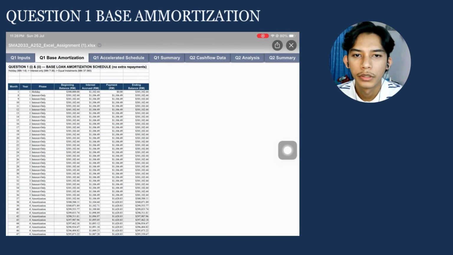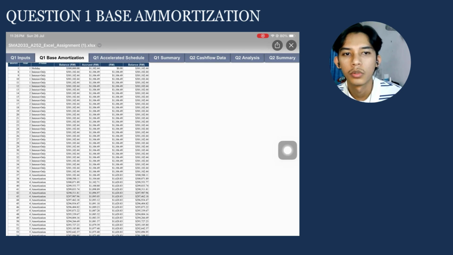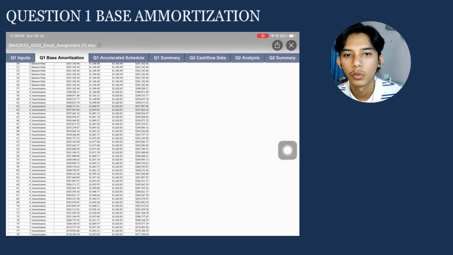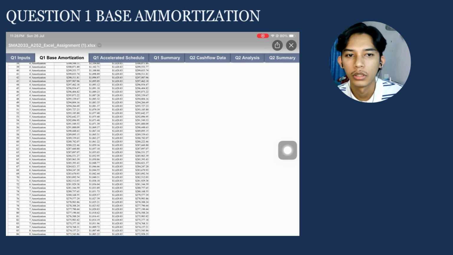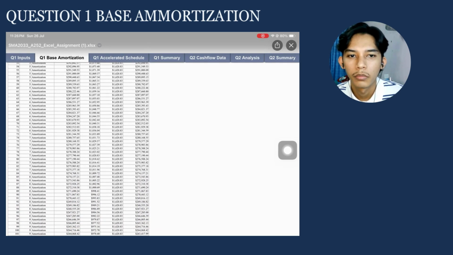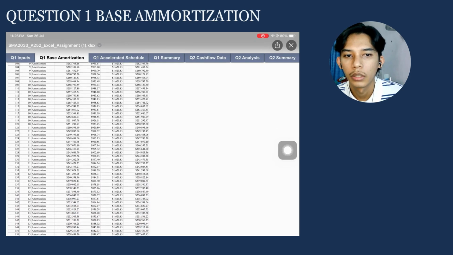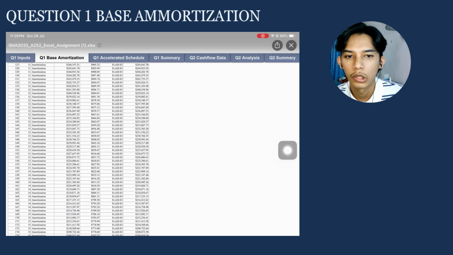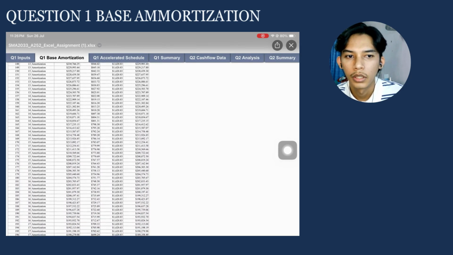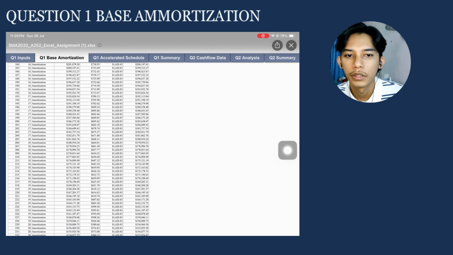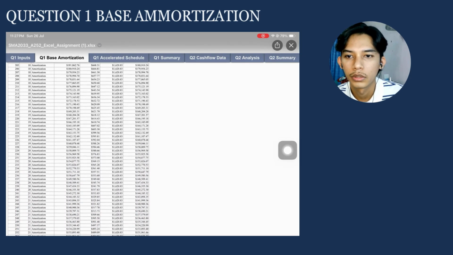Let's move to the base amortization tab. This tab is the full 360-month schedule. Each row has the month, the year, and the current phase, holiday, interest-only or amortization, worked out with a nested IF based on the inputs. Then beginning balance, interest accrued, payment, and ending balance, all as formulas referencing the row above and the inputs tab. You can see the payment column switches automatically: zero during the holiday, interest only for months 7 to 36, and then the fixed installment from month 37 onwards.